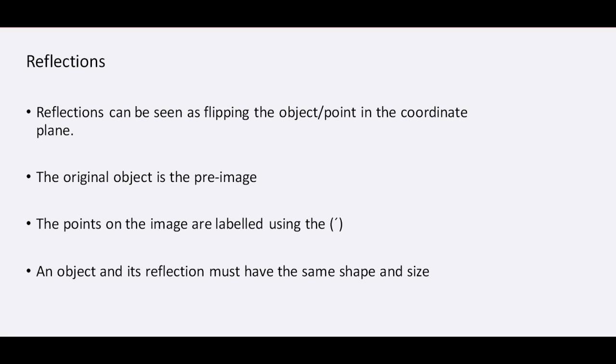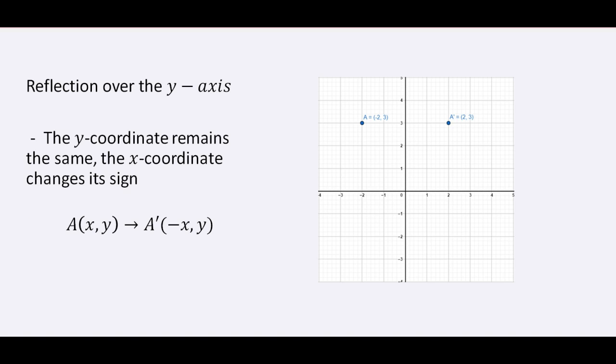in the coordinate plane. We look at the original object as the pre-image and the reflected as the image, and we use an apostrophe to indicate the point that is the reflected point. And an important thing to note here is that the object and its reflection must maintain the same shape and size. Now let's look at reflecting over the y-axis.